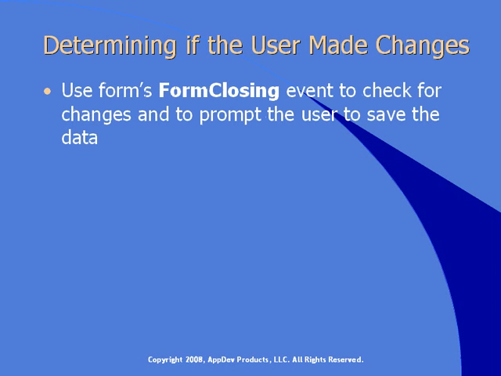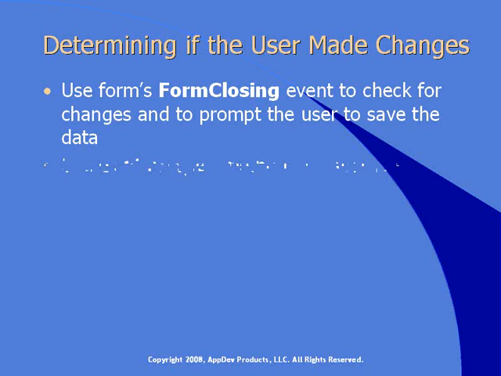Your data entry forms will typically have a save button. So if the user makes changes and wants to save the data, the user can click the save button. But it's possible the user will make some changes and then close the form without clicking the save button. So we can use the form's form closing event to trap for that. We can check for changes in there and then prompt the user to save the data.